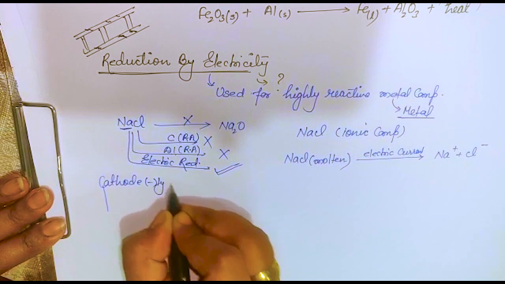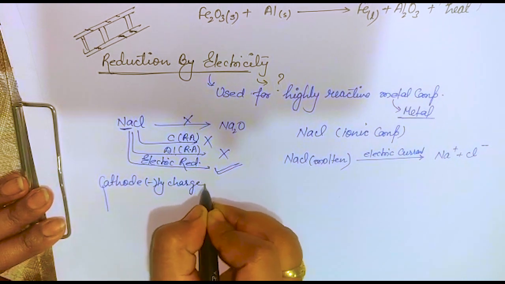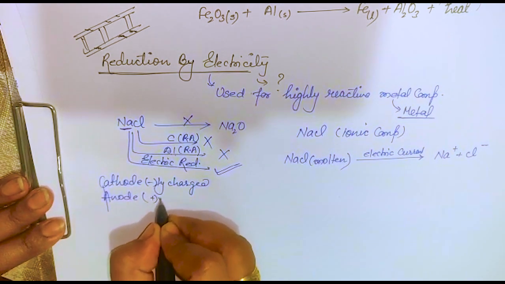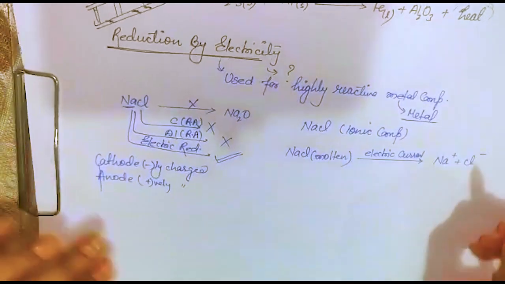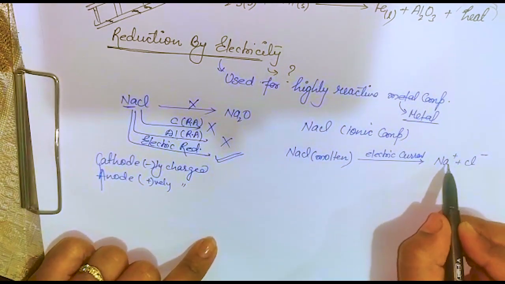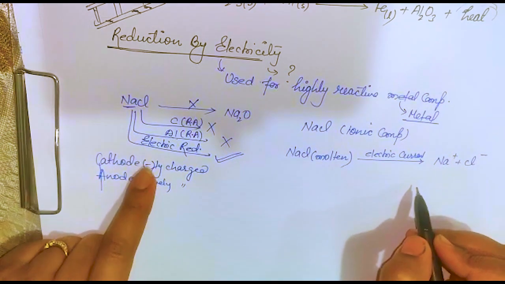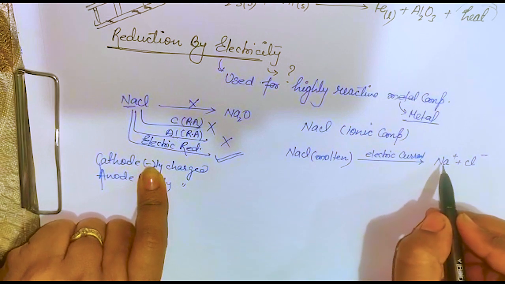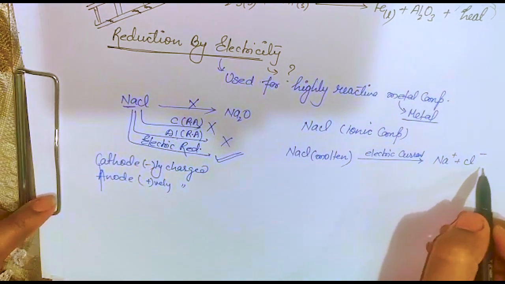Negatively charged, isn't it? And anode is positively charged. Okay. So this Na+ is positively charged, isn't it? So where will it move? It will move towards the negatively charged electrode. Got it? That means it will move toward the cathode, and this is negatively charged.